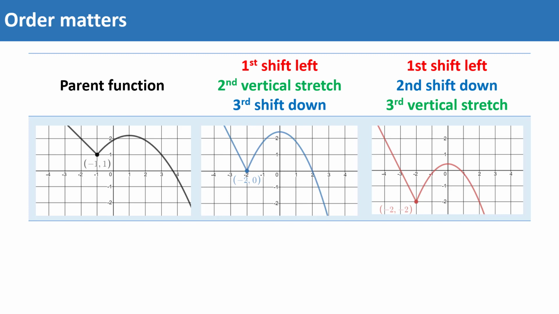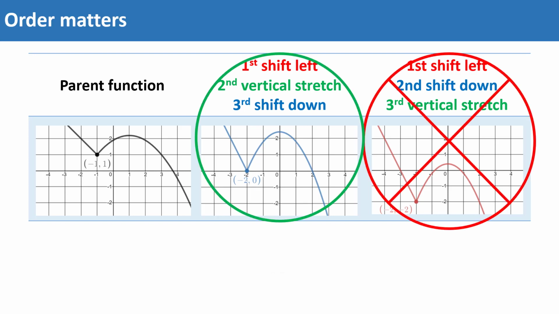Compare that to the graph on the right. That graph was created by first a shift left, second a shift down, and third a vertical stretch. It's important to notice that the point (-1, 1) has been transformed to (-2, -2) instead of (-2, 0). Since changing the order of the transformations creates two different graphs, we can conclude that the order in which transformations are applied most definitely matters.